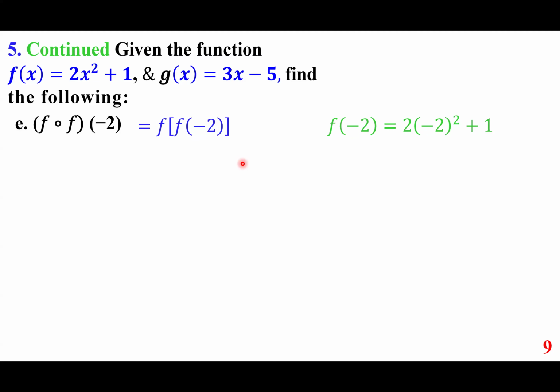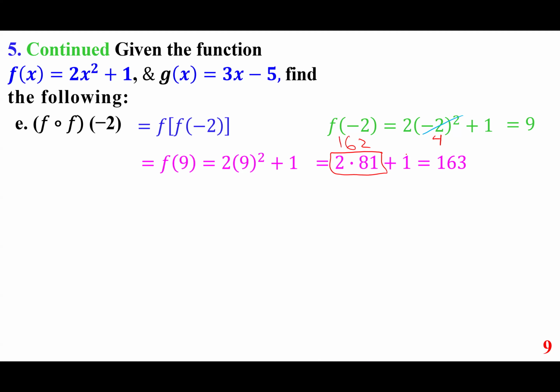And all you have to do is simplify by raising this to the power of 2, which gives you 4. 2 times 4 is 8, plus 1 is 9. So you want f of 9. And f of 9, we plug in 9 into f of x. 9 squared is 81. 2 times 81, 162, plus 1 is 163.